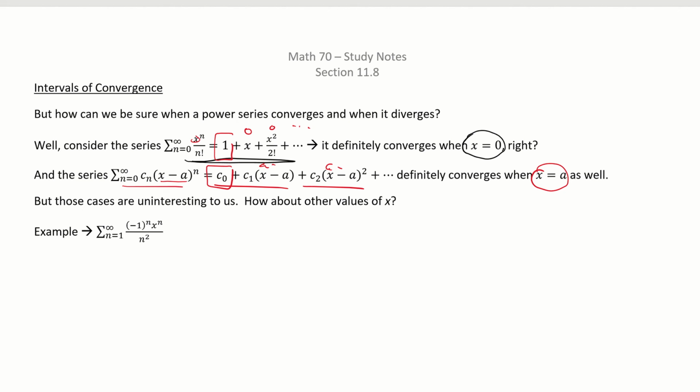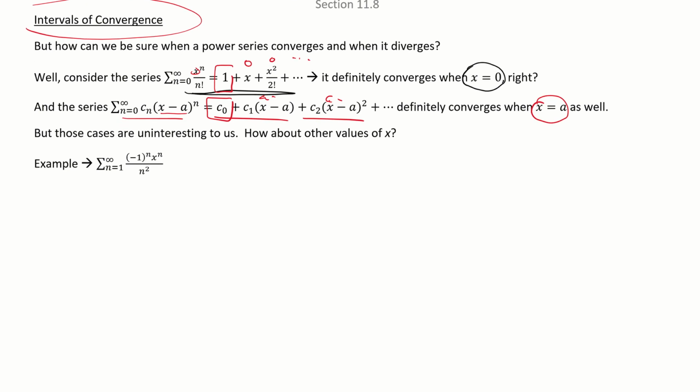What we want to be able to do on this next test is figure out intervals of convergence. So the question is, oh, by the way, those cases where it does converge, it always converges for some number, 0 or a. But how about other values of x? So the question is, here's an example. What do we do to figure that out? Ready? Always, we do the ratio test. Why the ratio test? Well, you see the power, the exponential going on? The ratio test is good for knocking that out.